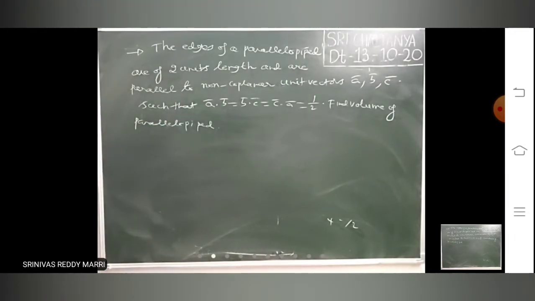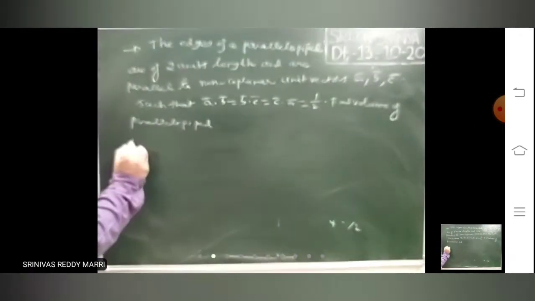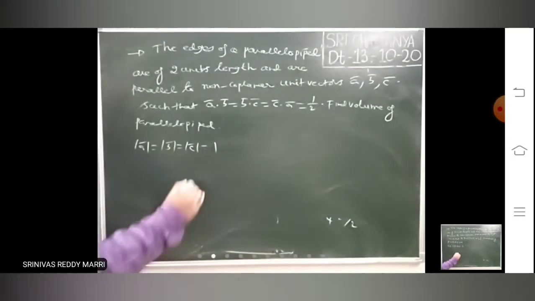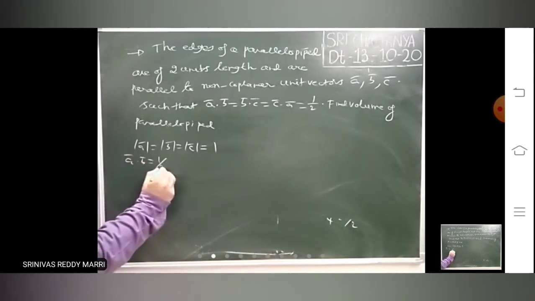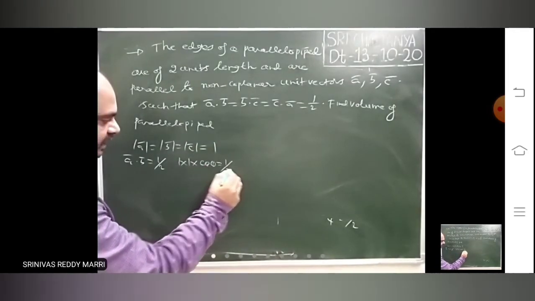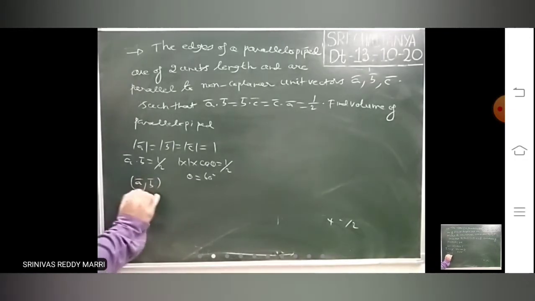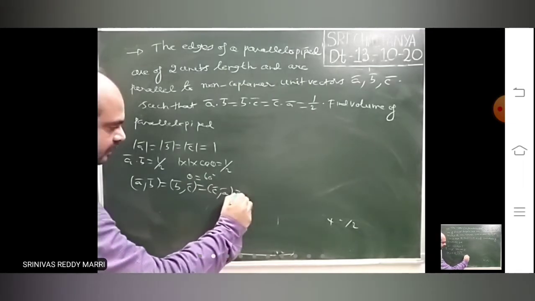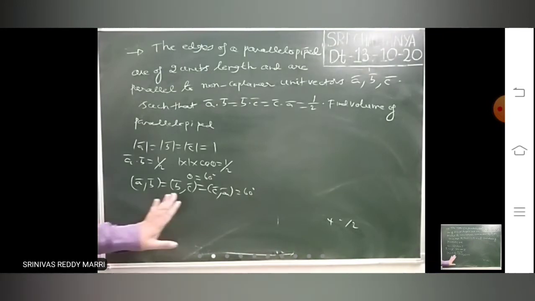So edges are of 2 units given. Edges are parallel to 3 unit vectors. So modulus A bar equal to modulus B bar equal to modulus C bar equal to 1. Right? So A bar dot B bar equal to 1 by 2 means 1 into 1 into cos theta is 1 by 2. So theta is what, 60 degree. That means the angle between them is 60 degree.